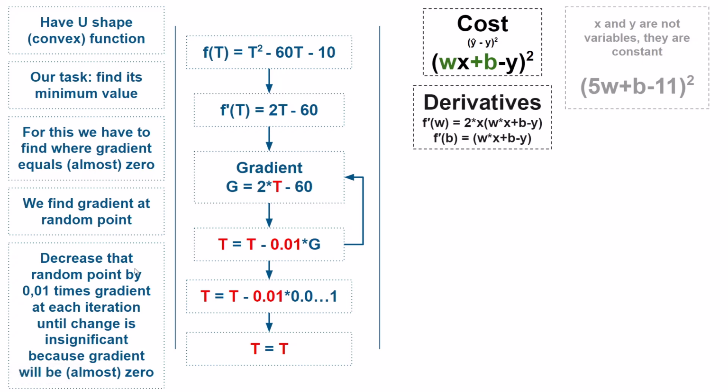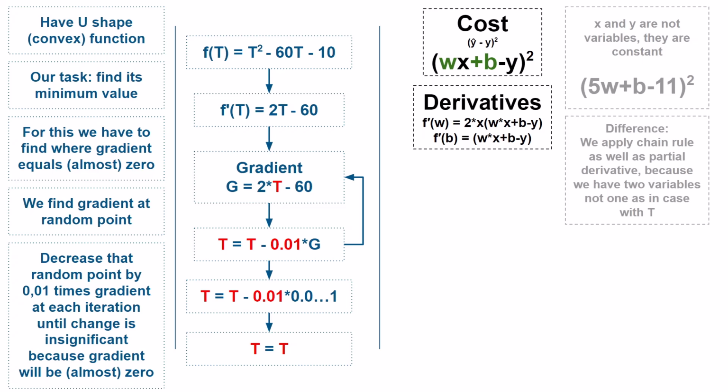So, we find derivatives as on the left. The difference here is that we find partial derivatives with respect to w and b separately, but in the case on the left, we had only 1 variable. In addition, we apply the chain rule because we have a function within a function, where w times x plus b is 1 and squaring them is another function. So we find gradients as on the left.